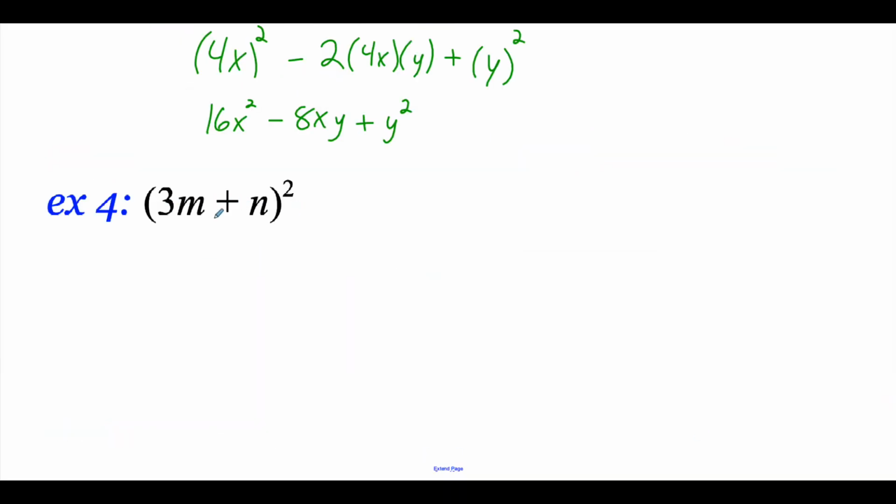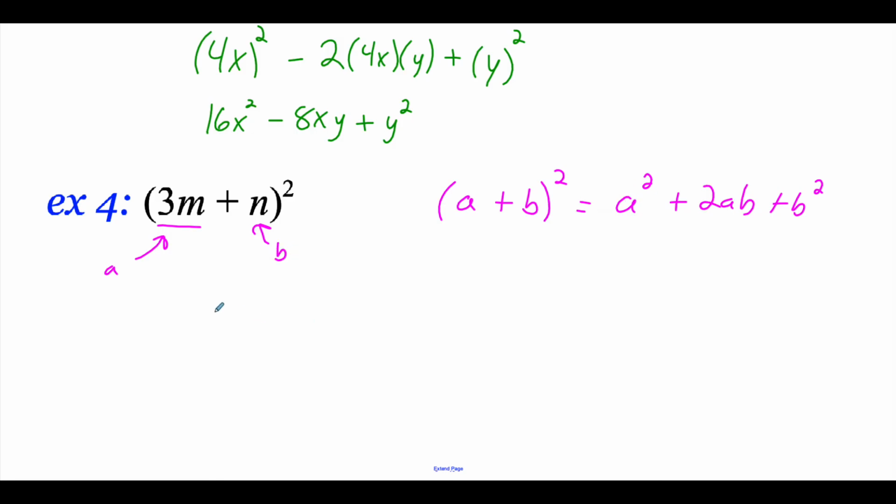Now for this last one, we've got addition happening, so 3m plus n being squared. So we're going to use that addition pattern that we looked at the very beginning. So we're going to do a squared plus 2ab plus b squared. So in this case, the 3m is my a value, and the n is my b value.